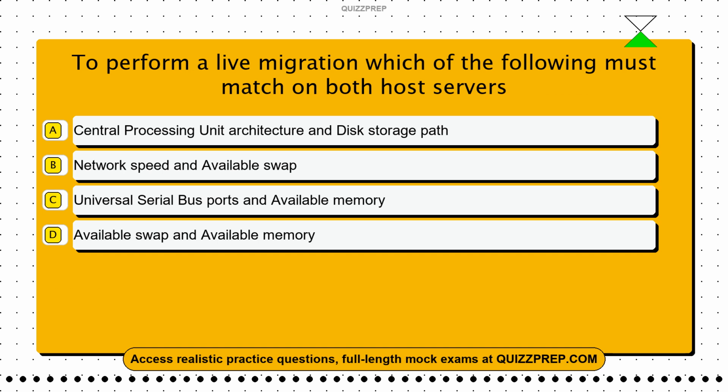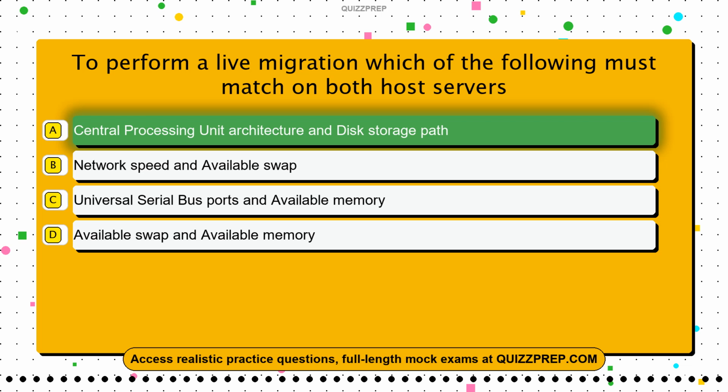Question 2. To perform a live migration, which of the following must match on both host servers? Option A, central processing unit architecture and disk storage path. Option B, network speed and available swap. Option C, universal serial bus ports and available memory. Option D, available swap and available memory.